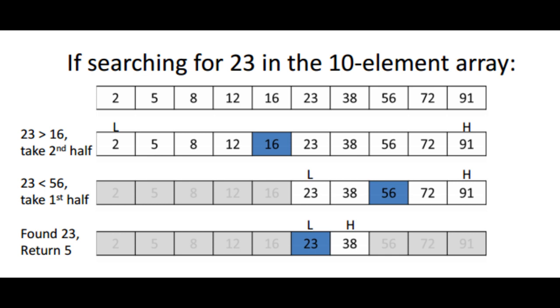Now the updated midpoint is (6 plus 7) divided by 2, that is 6. So 23 is checked against the value at index 6, that is 23. Now you got the result 23. So the index 6 is returned.